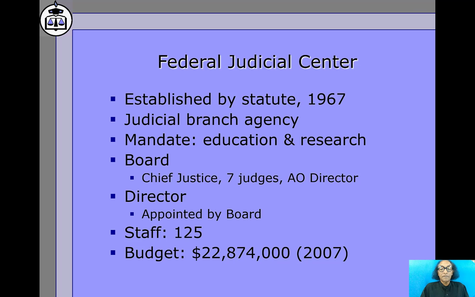The Federal Judicial Center, established in 1967, basically has the duty of educating and providing research for the federal courts, and it has a board with the Chief Justice and 7 justices and a director. They have a staff of 125. At least their budget as of 2007 was 22 million.